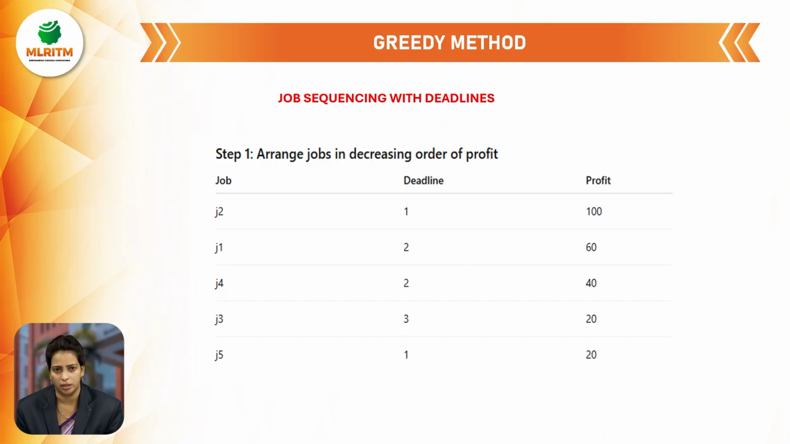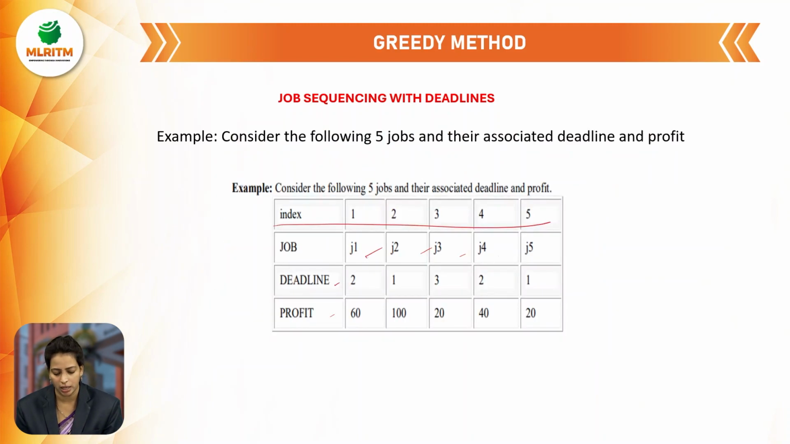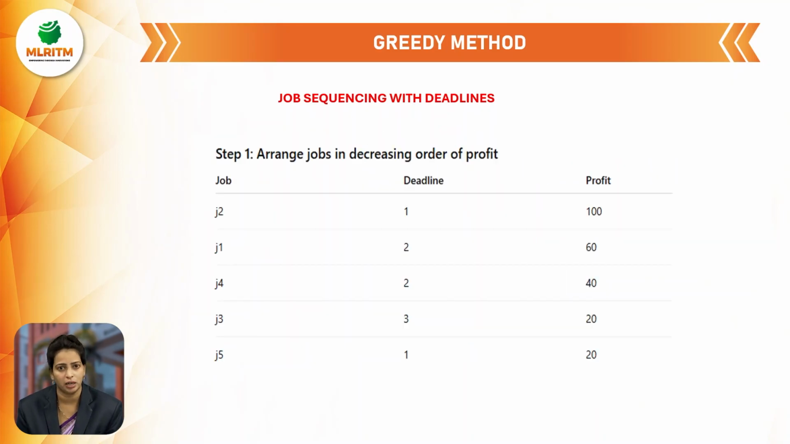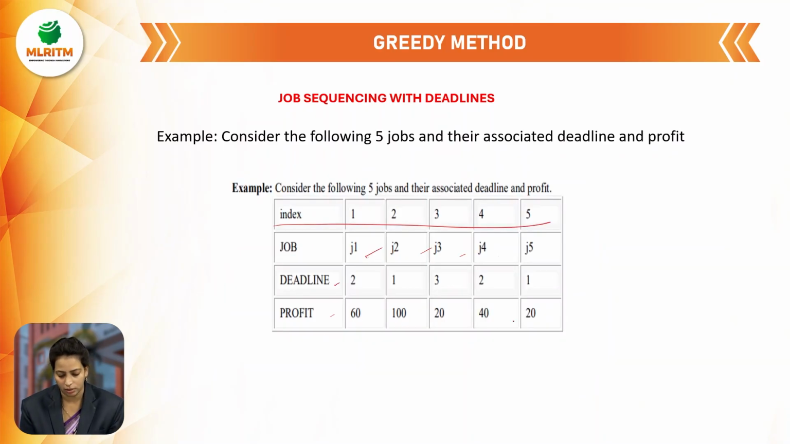So step 1: arrange all the jobs in decreasing order based on their profit. In the previous table we considered profit, right? So based on that profit, arrange all jobs in decreasing order. So job, deadline, profit. In the previous table, which profit is the highest one?